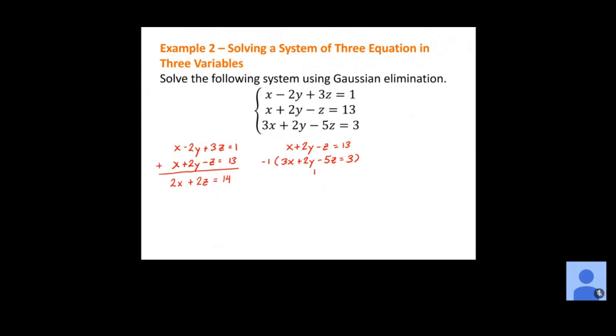And so when we do that, keep the equation x plus 2y minus z equals 13. That doesn't change. Now I'm going to distribute that negative 1. That gives me negative 3x, a negative 2y, a positive 5z, and then a negative 3.